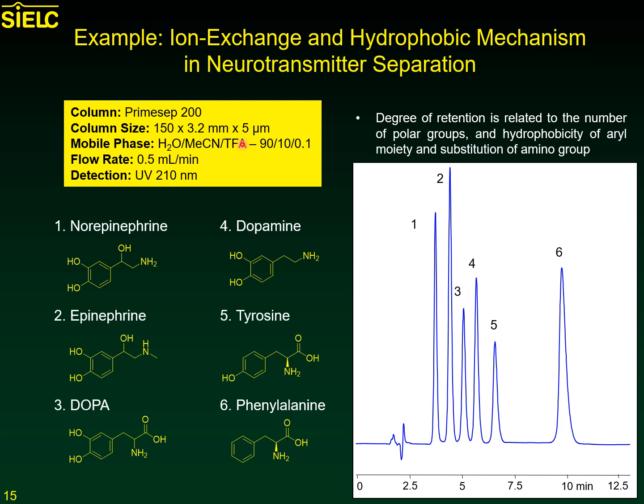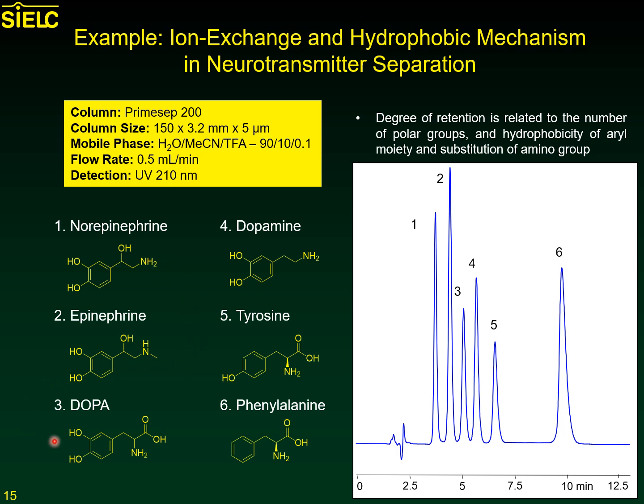The first compound of these 6 to elute from this column is norepinephrine. The reason for this is because even though it is participating in ion exchange interactions, the 3 different hydroxyl groups it contains interfere with the hydrophobic interactions. When you compare it to epinephrine, which has the same structure but now a dialkylated amino group, epinephrine elutes after norepinephrine, and it is because of the difference in their alkyl substitution of their amino groups.